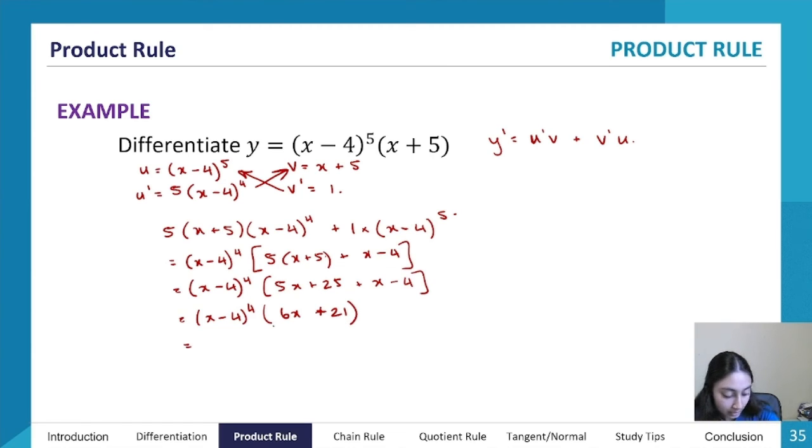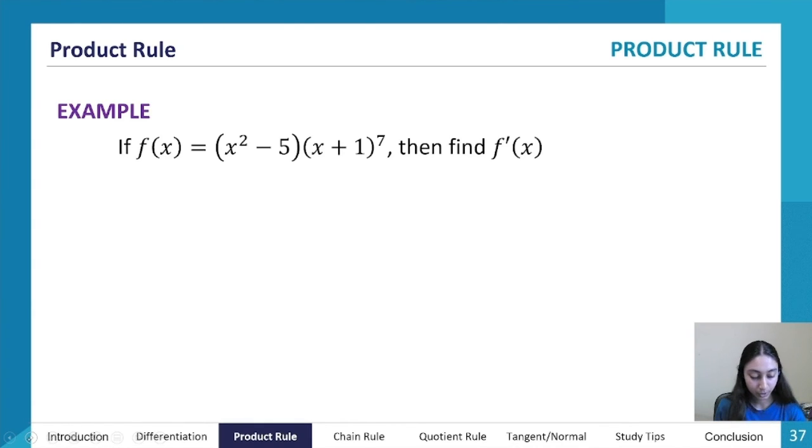I'm actually just going to chuck this out the front because I like my power function to be at the end. That's just my personal preference. You can leave it as the line that I just did though. 6x plus 21 times x minus 4 to the power of 4. And that's my final answer. So it's definitely a little bit more disgusting than the questions that I've given you so far, but it's still achievable, right? I'll give you another example.